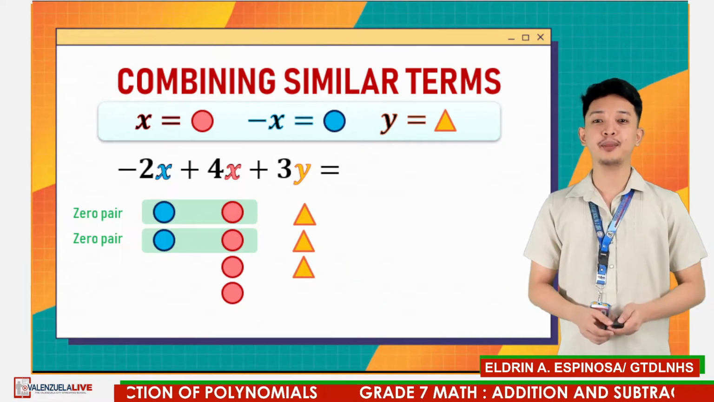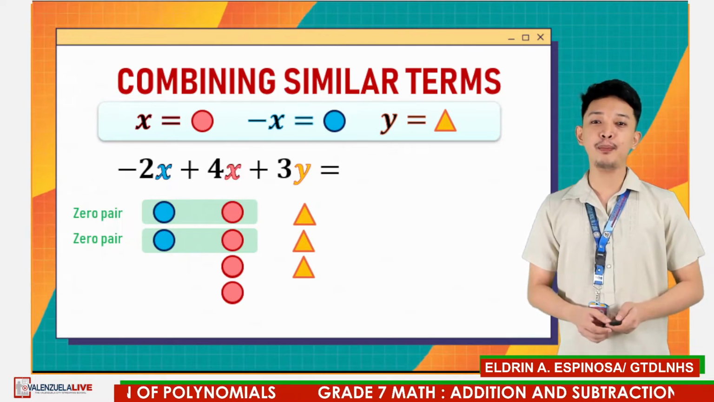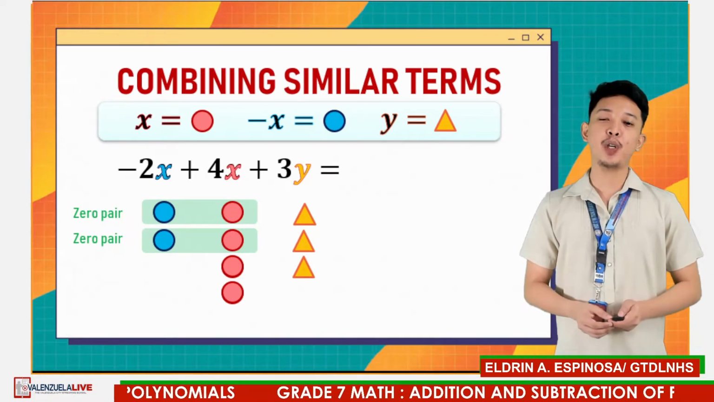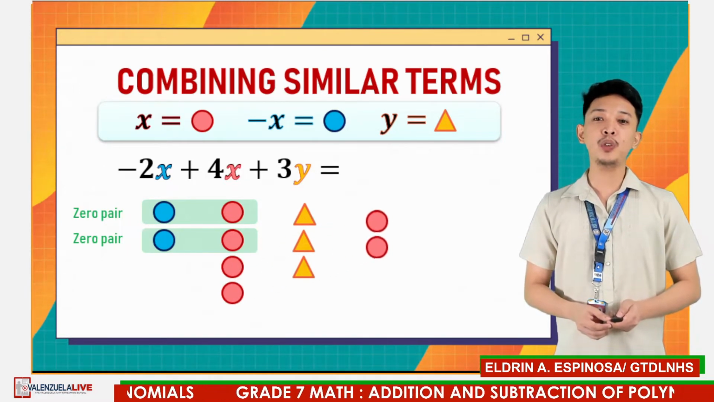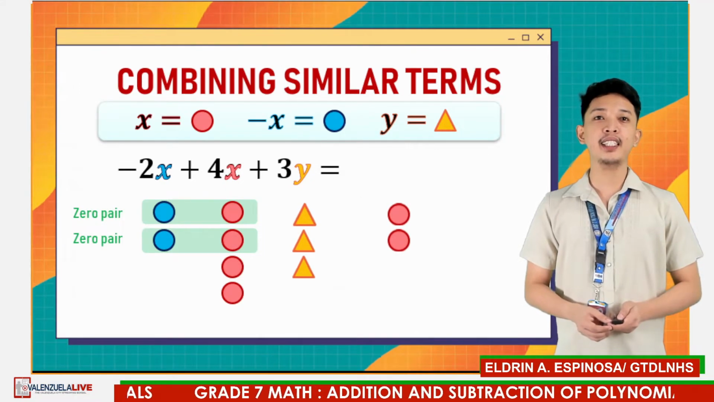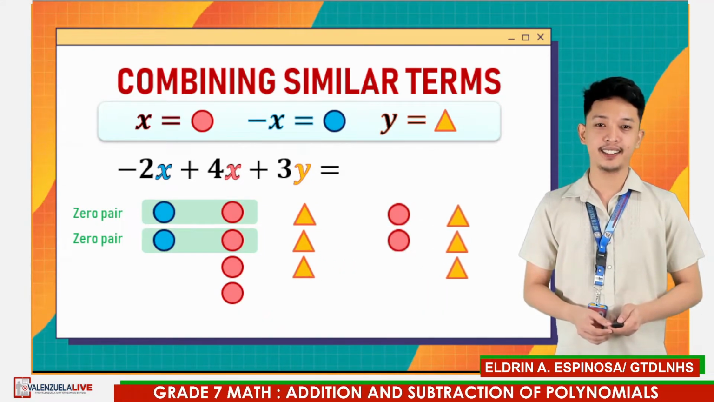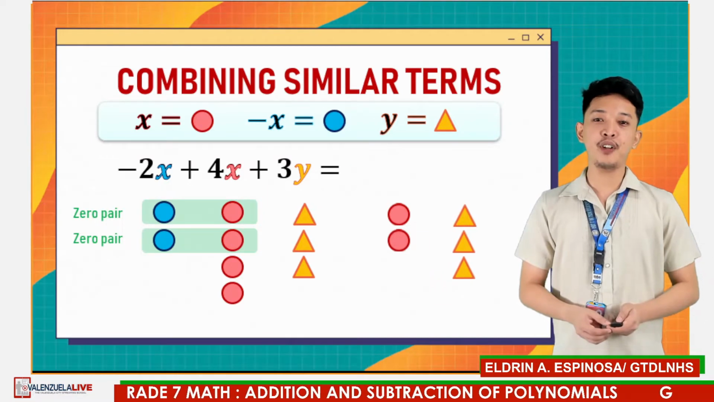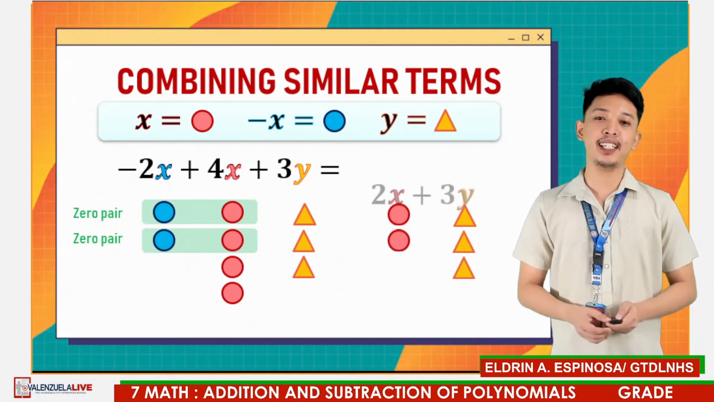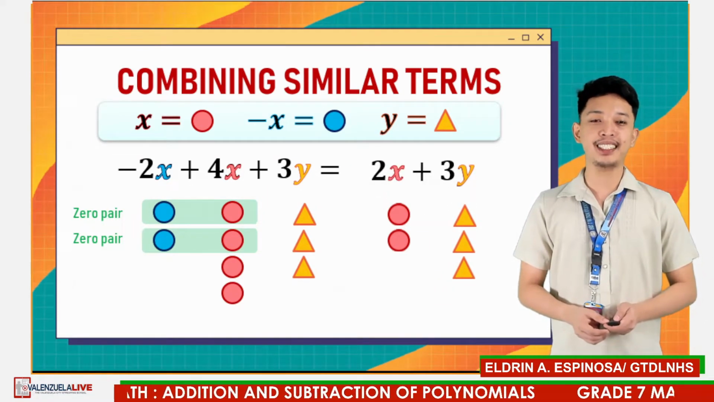At this point, we can now simplify. This means that we will have a total of 2 red circles and 3 triangles. Therefore, the resulting expression is 2x plus 3y.